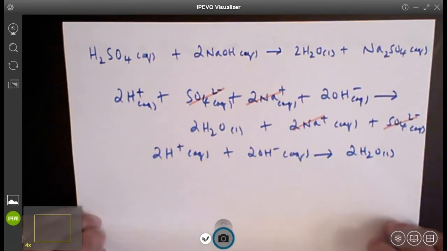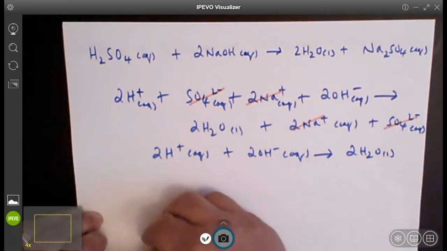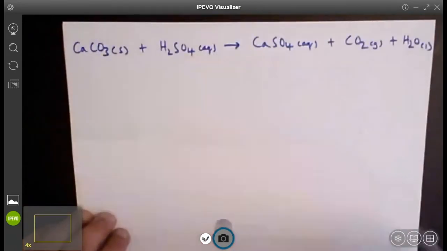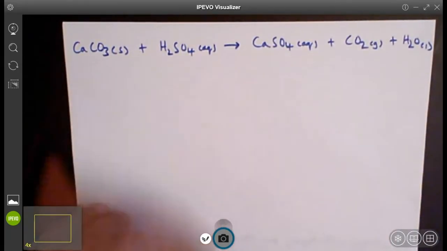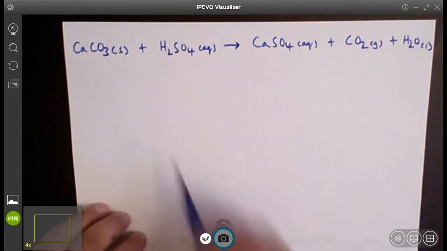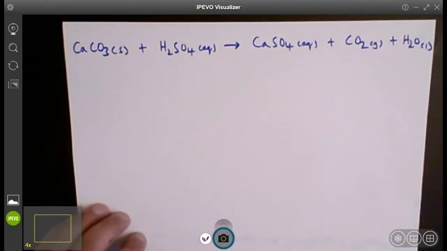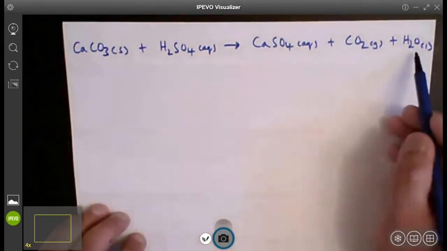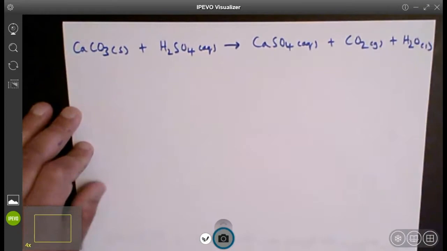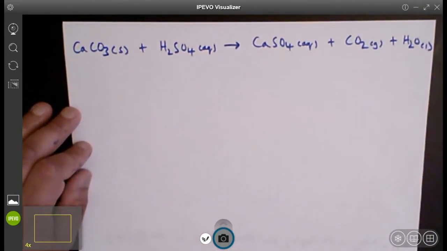So let's go for one more, and here we go. This one here, we've got calcium carbonate, which is a solid, and that calcium carbonate is reacting with sulfuric acid. Okay, and we can quite clearly see what we're forming here. We're forming calcium sulfate, carbon dioxide gas, and water. And let's see whether we can balance. Well, it's already balanced, but let's see if we can write the equation.